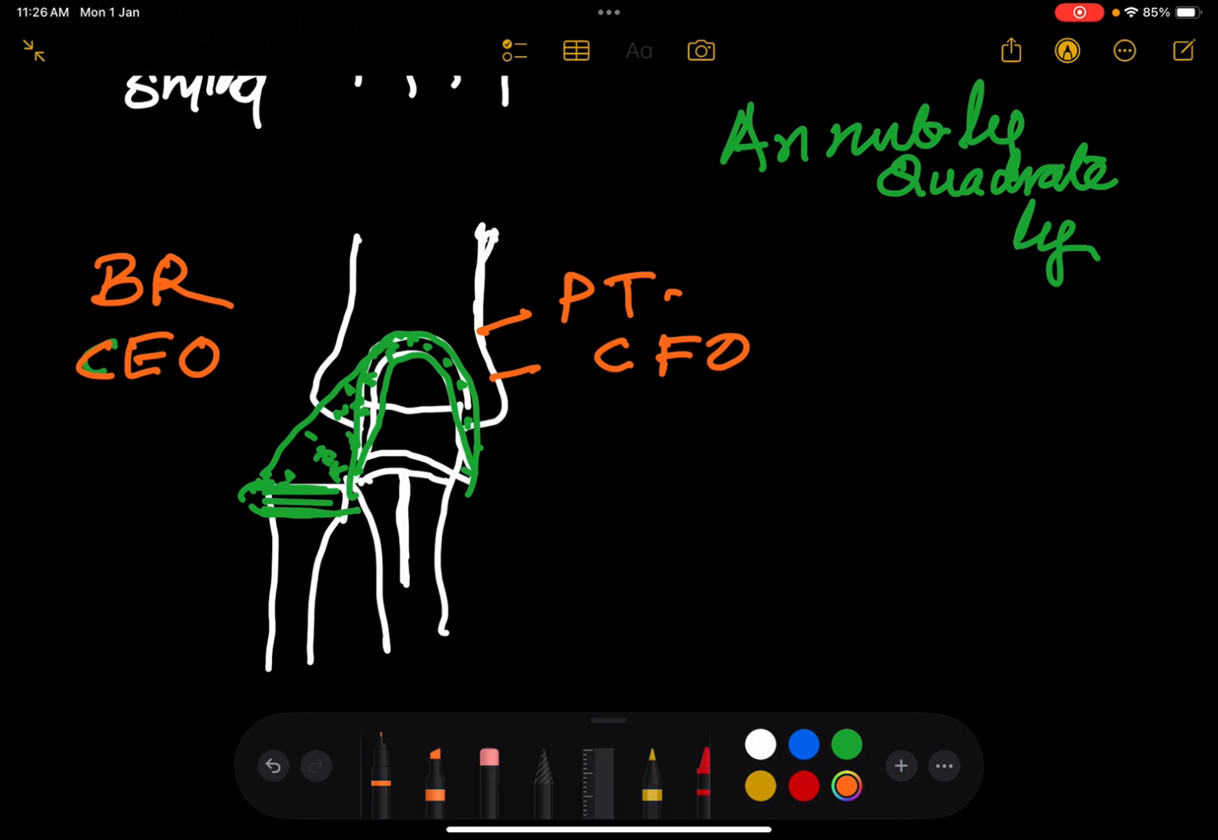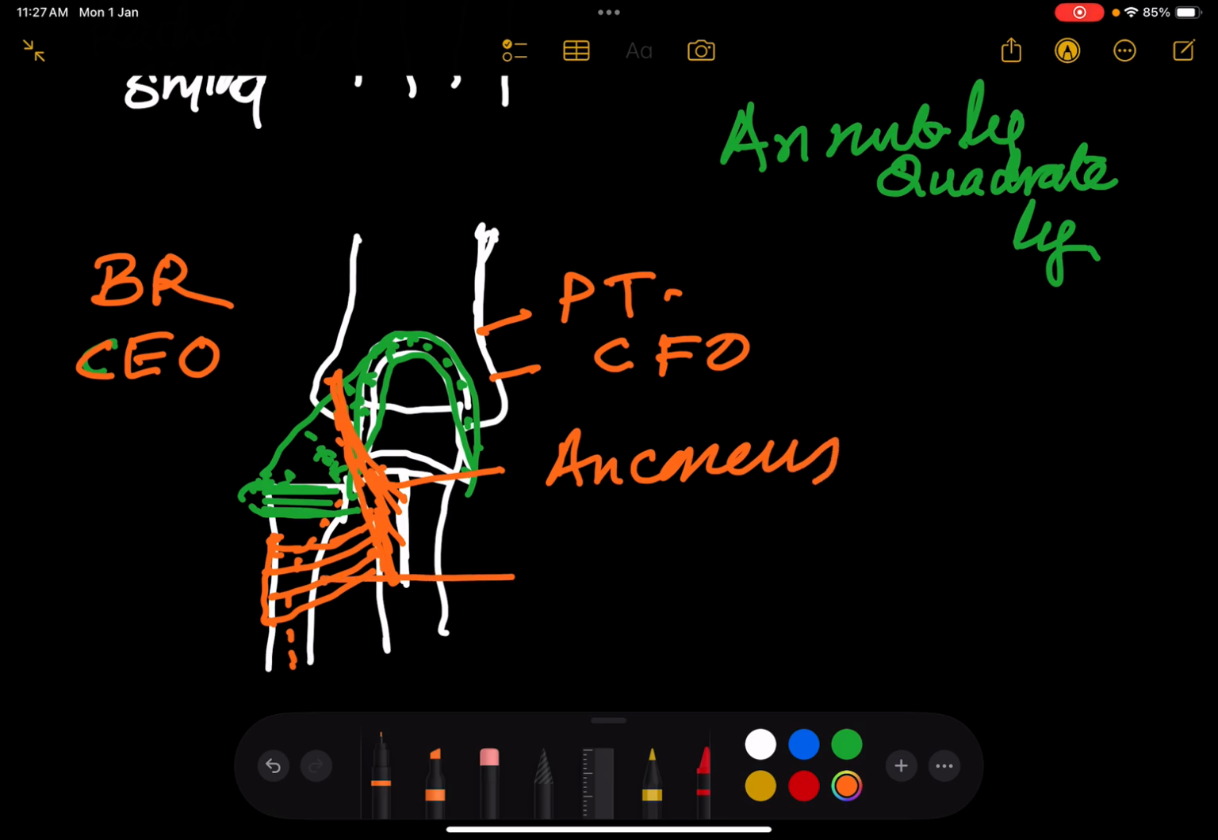Then there is a muscle which arises from the lateral condyle and gets inserted into the posterior border of the olecranon, which is called anconeus. And then there is a muscle which arises from the posterior border, winds round the upper part of the radius, and gets inserted onto the supinator crest. So this muscle is called anconeus, and this is called supinator.